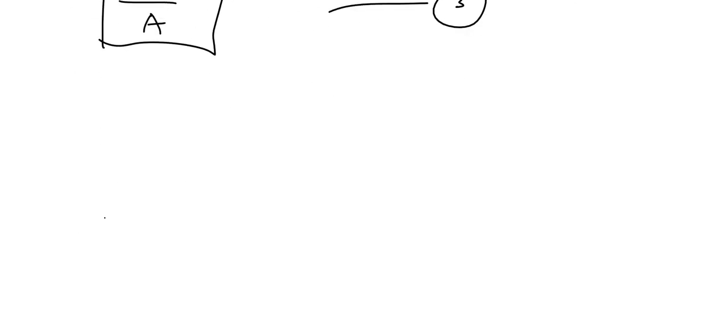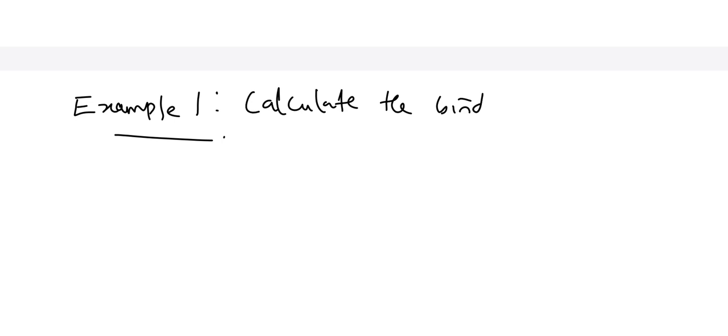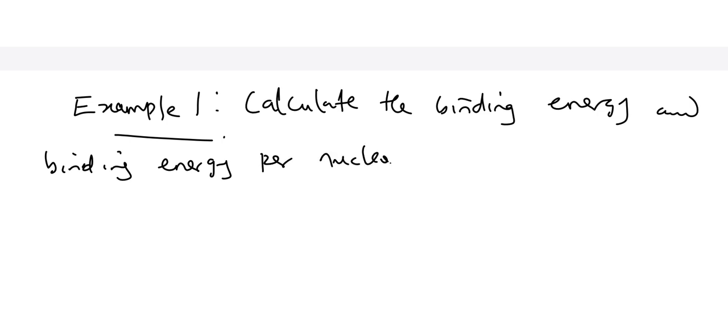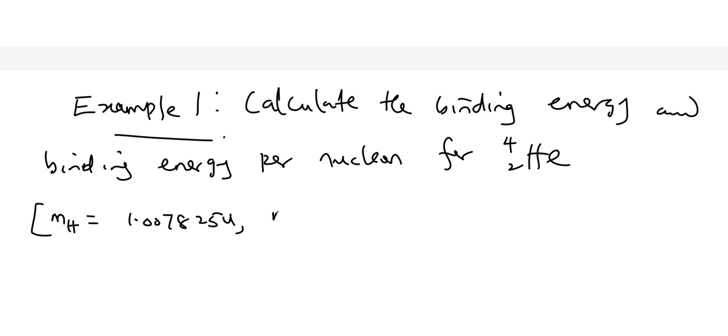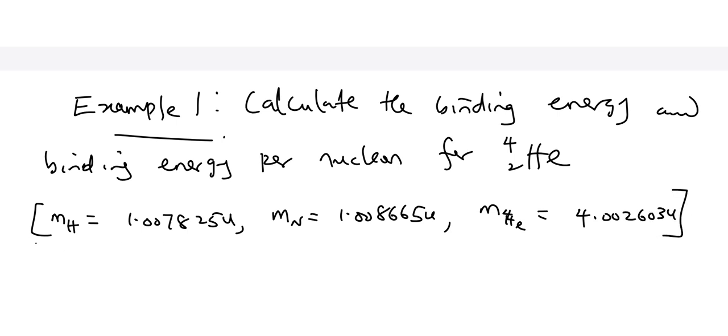So let's take an example. Example 1 for today. Calculate the binding energy and binding energy per nucleon for helium 4. You are given the mass of hydrogen to be 1.007825 U, mass of neutron to be 1.008665 U, and mass of the nucleus, helium 4, is 4.002603 U.